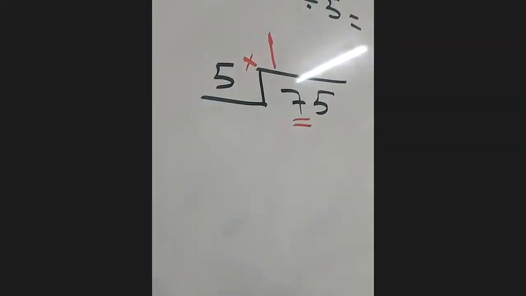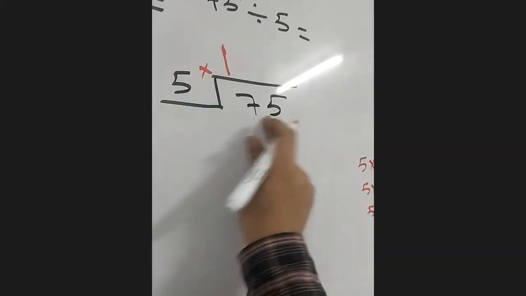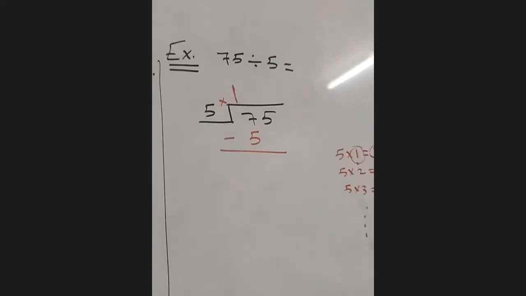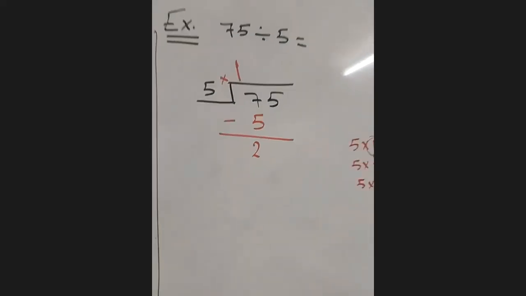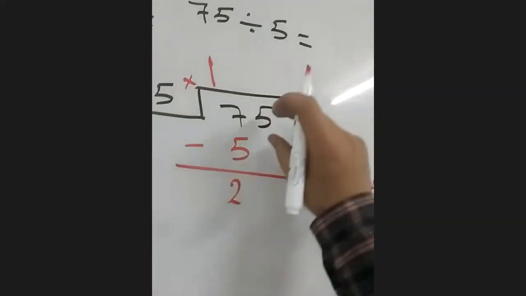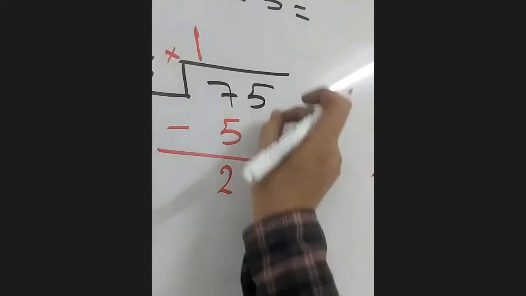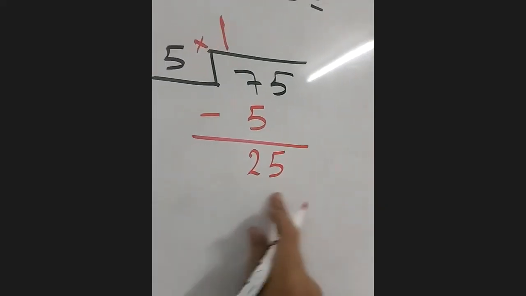And I do what? Multiply. Now, 1 multiplied by 5 is 5. We put it under the 7 and we make subtraction. Now, 7 minus 5 is what? 2. After I make this step, I finished with the 7. I will go to the 5 and put it down. Bring the 5 down beside the 2. Now, the new number we have is 25.